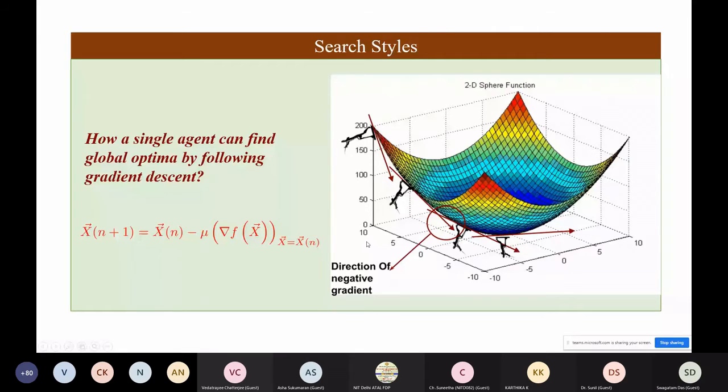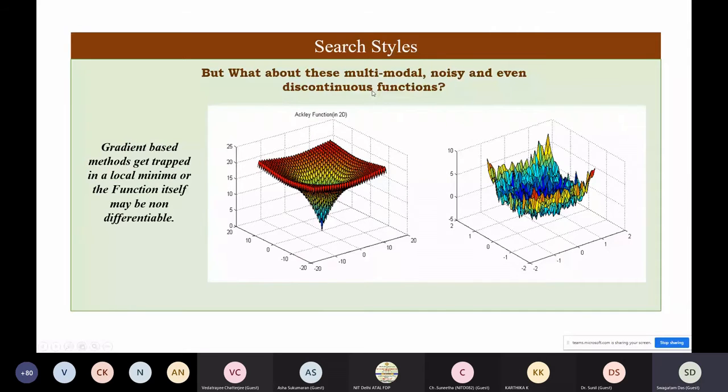But what will happen to this multimodal, noisy, and discontinuous function, which could even have noise in the landscape? There are multiple valleys and peaks, and they can be non-differentiable. For such problems, the idea is multi-agent optimization in continuous space.